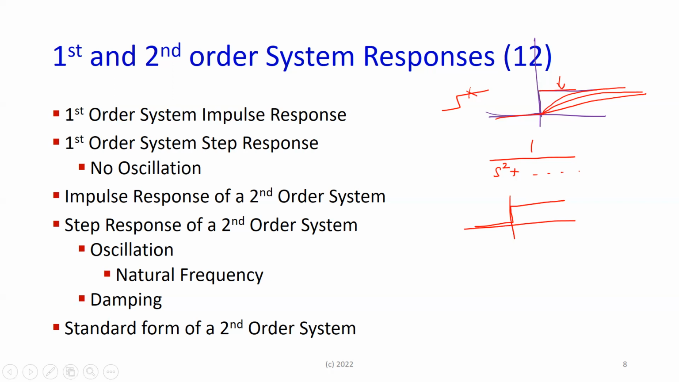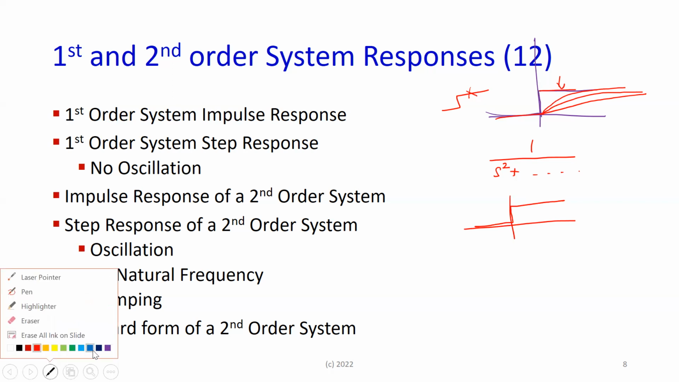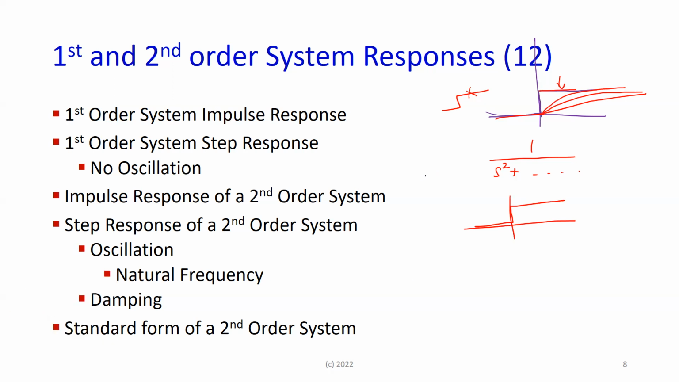And in the specific case of a step input, we saw that the second order system could go from this extreme all the way up to this kind of behavior, right? So it can overshoot, it can go here, it can settle down and so on. And because of that, the system is capable of oscillating.